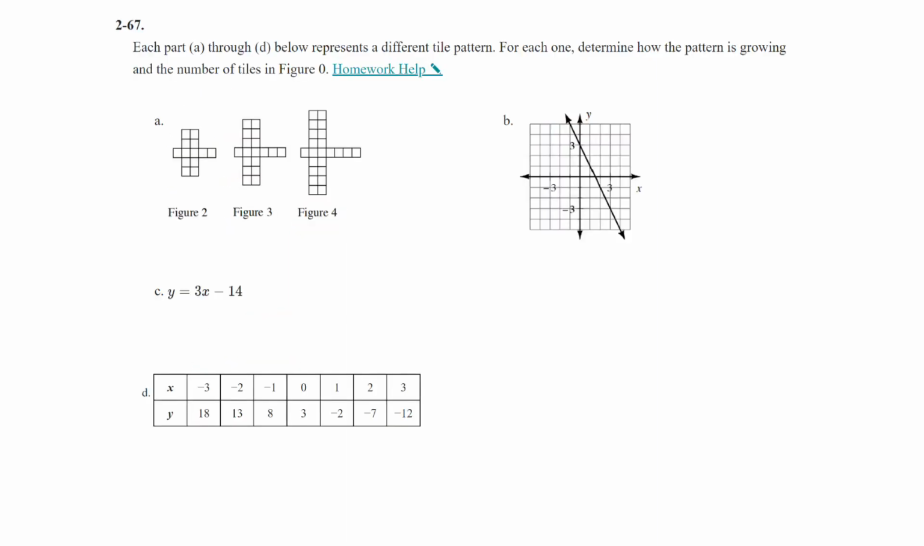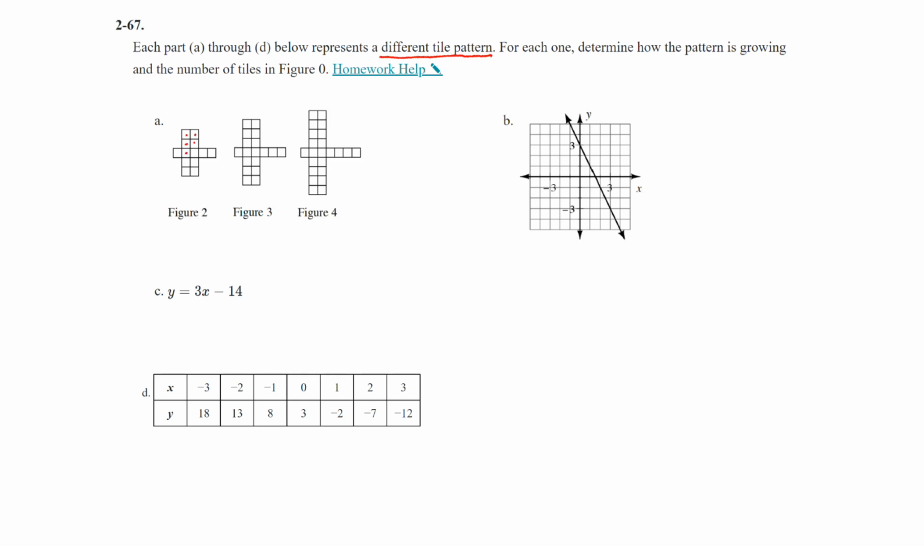Question 67. Each part, A through D, below represents a different tile pattern. For each one, determine how the pattern is growing and the number of tiles in figure 0. So these all represent different tile patterns. One's given to you as a tile pattern, one's a graph, one's an equation, and one's a table. They all represent tile patterns, though, so we want to talk about how it's growing, so the growth rate, and also the number of tiles in figure 0, which represents that starting value for each of the different representations we have here. So for part A, how much is it growing?